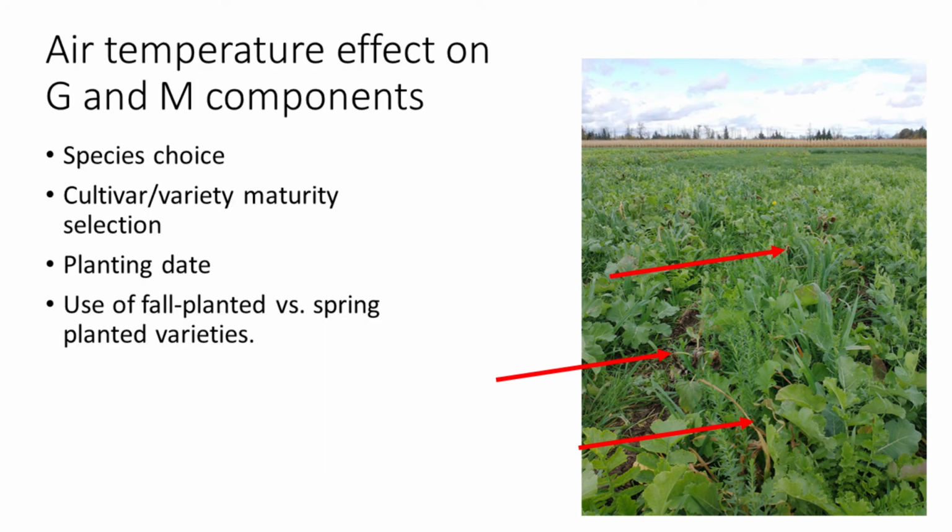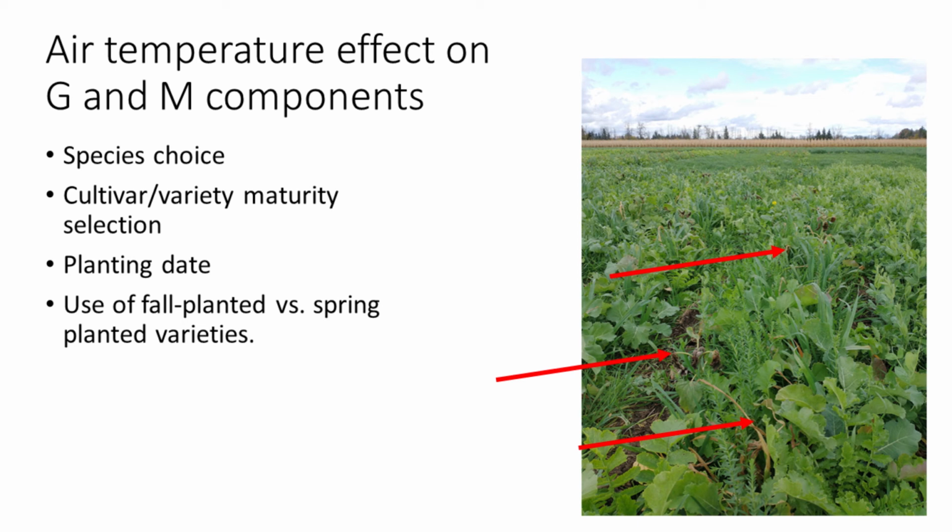So the effect of air temperature on the G&M components of cropping systems has already been covered, indirectly and directly, previously, but I want to bring your attention to that last bullet point, the use of fall-planted versus spring-planted varieties of cereals. Let's just talk about wheat for a second. So winter wheat versus spring wheat. In Eastern Canada, winter wheat is much more common than spring wheat. And conversely, in Western Canada, in the prairies and the Peace River Valley region, spring-planted wheat is much more common than winter wheat. And why is that?